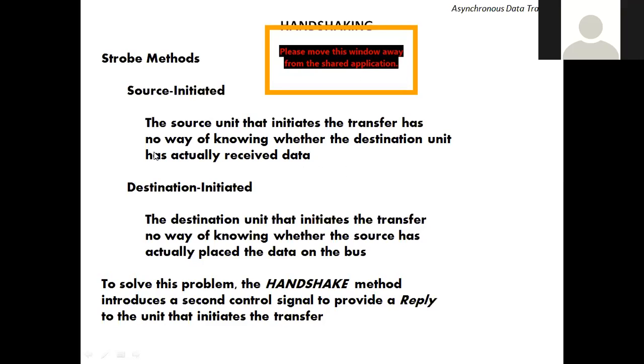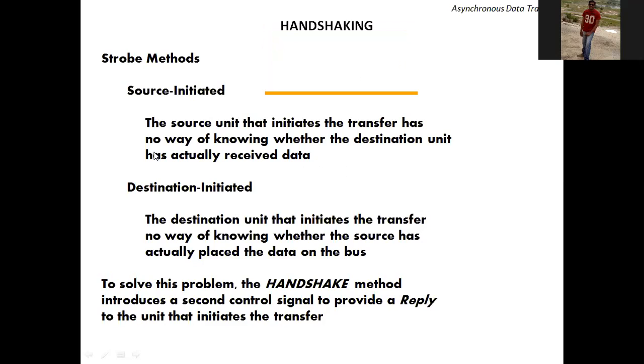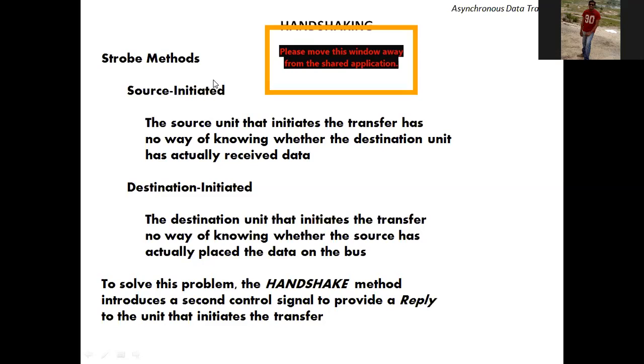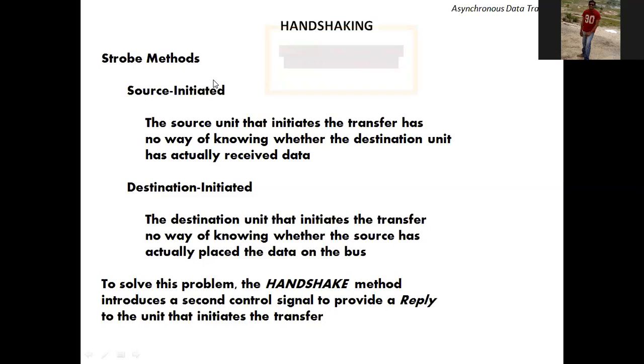So to overcome that drawback, we are going with one more technique that we call handshaking. So the major drawback with the strobe pulse, here I have the screen. Before starting the handshaking process, what are the major drawbacks with the strobe method? You can see on the screen, source initiated and destination initiated. Those are the two techniques which we are using.